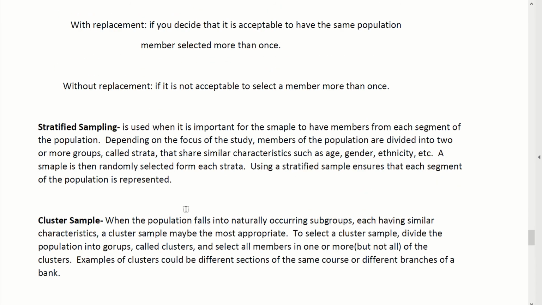Oftentimes when we do our sampling, it's important to determine whether we want to do it with or without replacement. When sampling is done with replacement, it's possible for one member of the population to be selected more than once. Alternatively, if sampling is done without replacement, then whenever a member is chosen for the sample, their name is removed from the list, and they would not be able to be selected a second time.